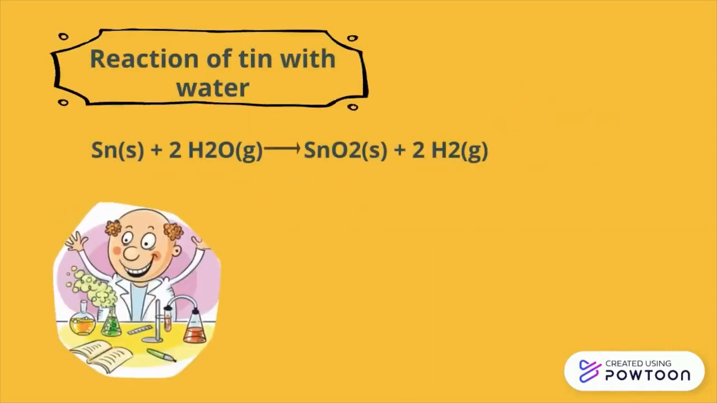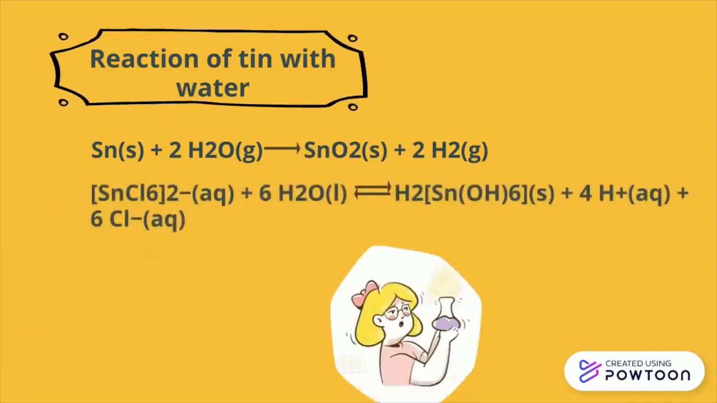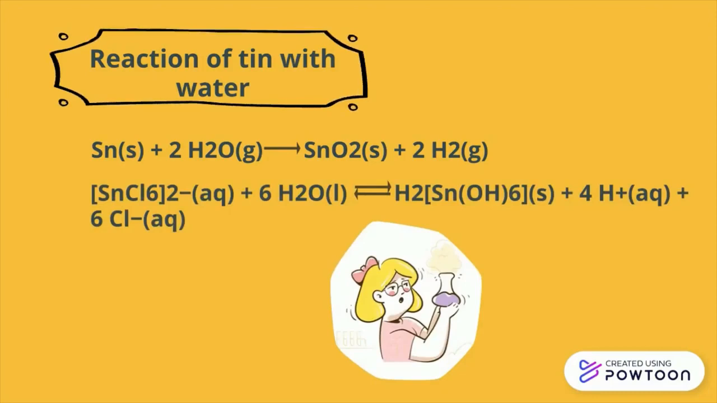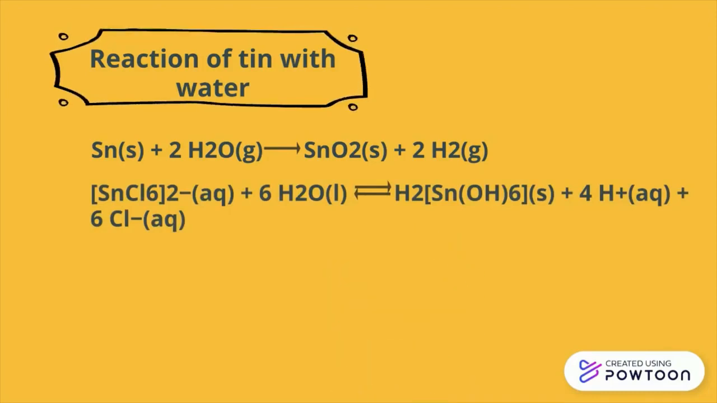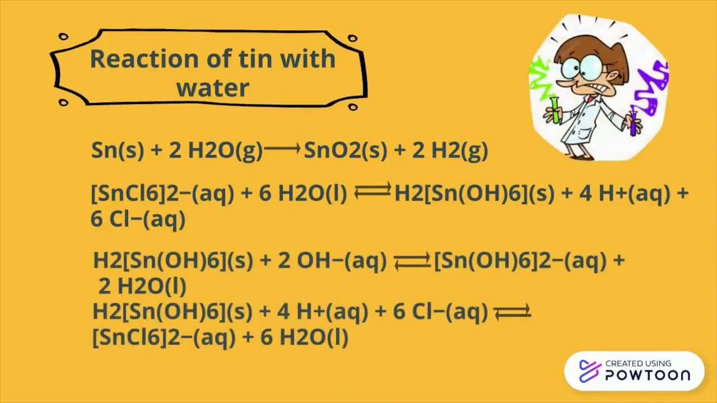Tin does not react with water under normal conditions. When exposed to steam, tin dioxide and hydrogen are formed. Sn4+ is precipitated as alpha-stannic acid upon hydrolysis of Sn4+ solutions. The precipitate is amphoteric and is dissolved in acids and strong alkali.